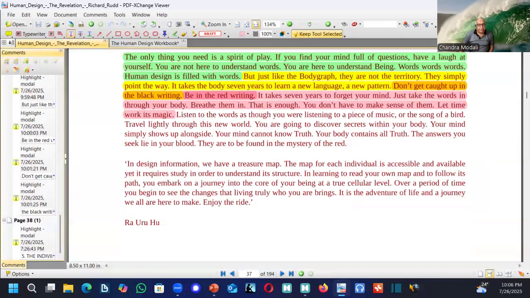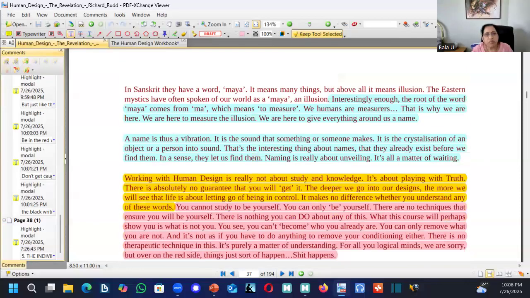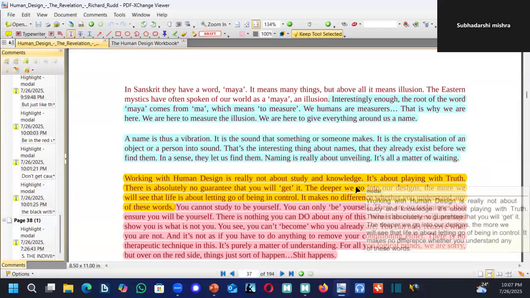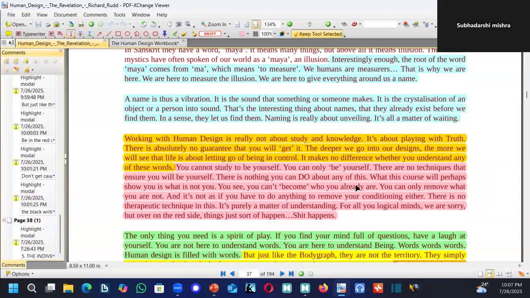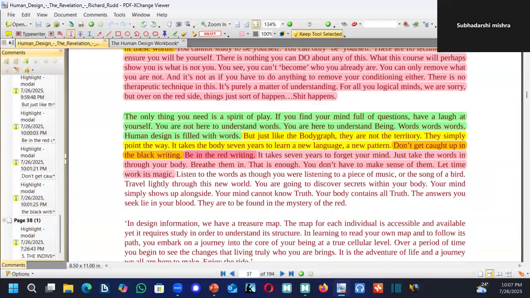So where are we? We finished this, sir. Last page, this page, last line. Oh, okay. Oh, yeah. Here.